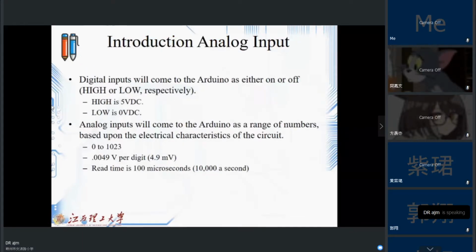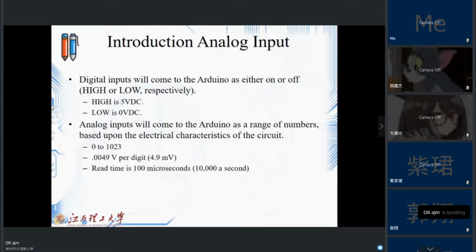Digital inputs come to Arduino as either on and off, or high and low. Suppose I want to say that my LED is turned on or my key is pressed: I will check that it's high, or I will make it high, which is equal to 5 volts. But if I want to be sure that my key is not pressed or my LED is turned off, I should check or set the pin as low, which is equal to 0 volts DC.